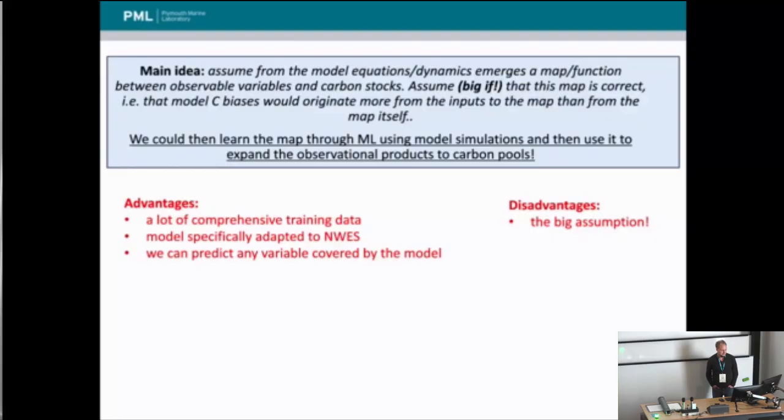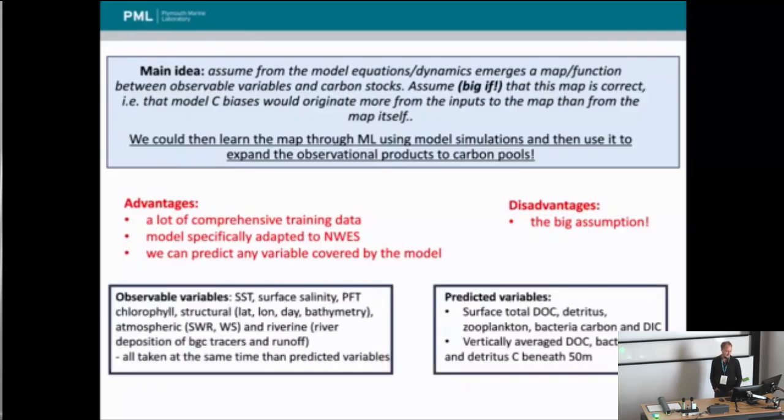What are the advantages? Well, we have a lot of training data. There's no problem with the training data whatsoever. The model is specifically adapted for the Northwest European Shelf, even though it has its issues. And we can predict all sorts of variables, also vertically, whereas the data will typically be from the ocean surface. Disadvantages: it's a big assumption, but everything is some kind of trade-off. So the idea is basically to build something like that.